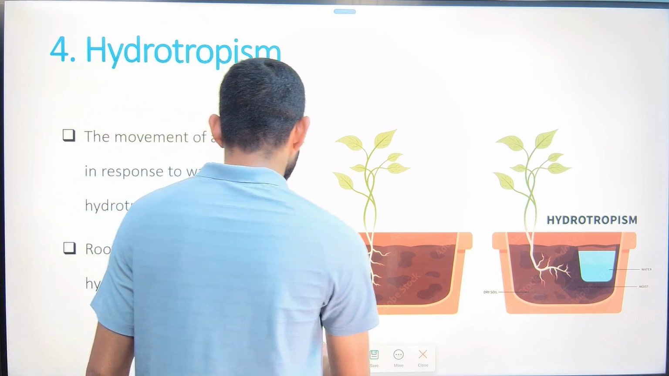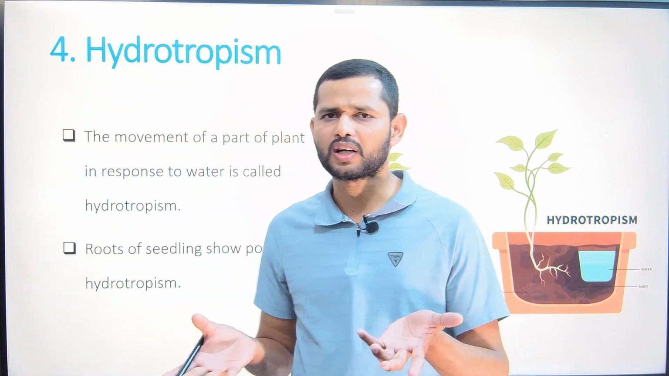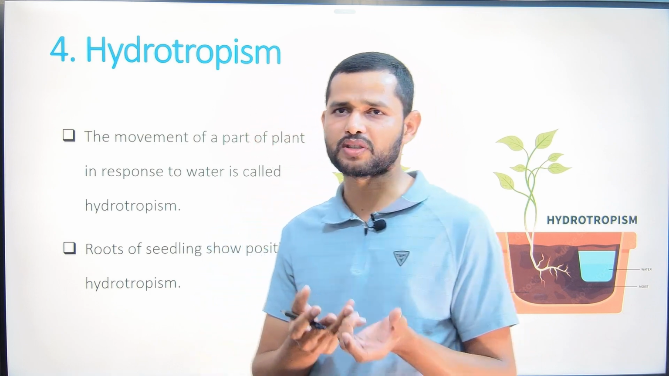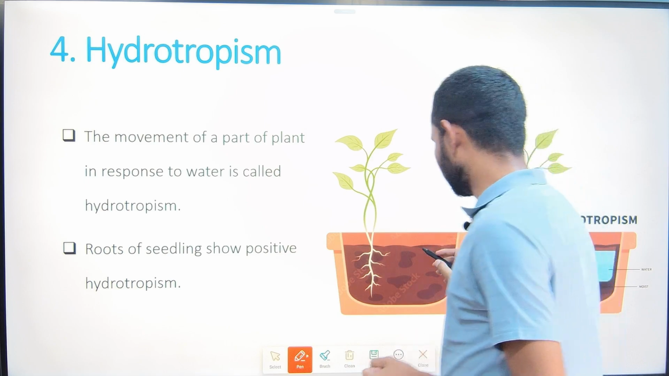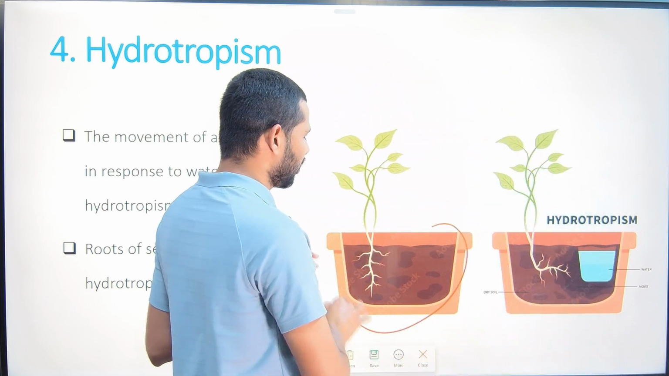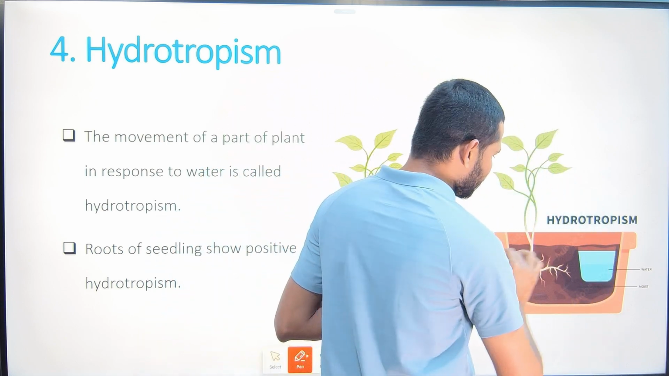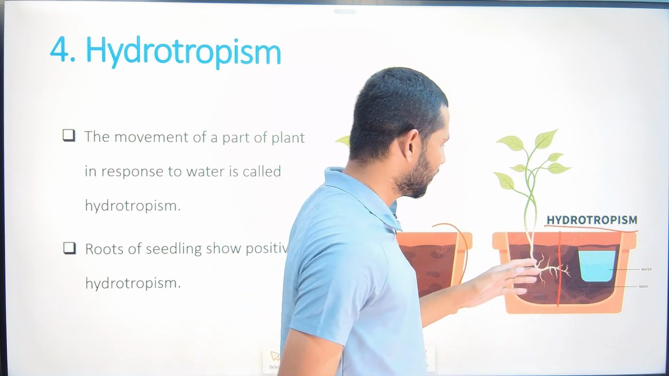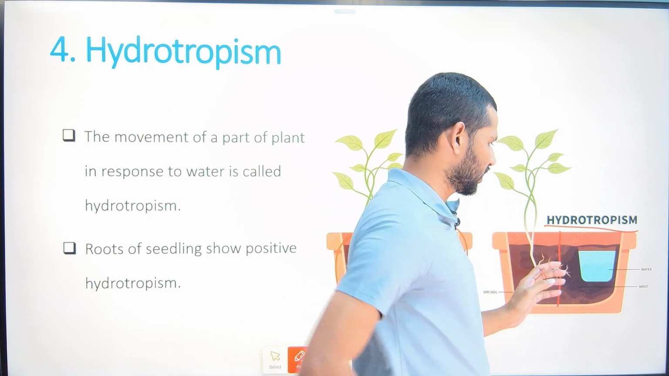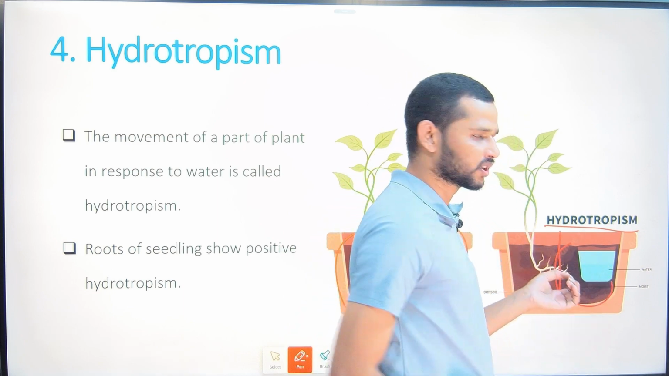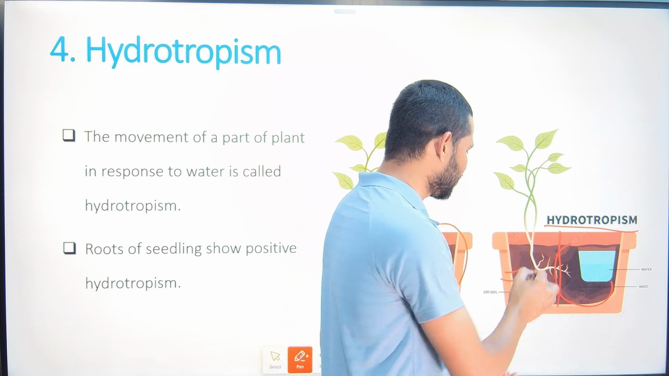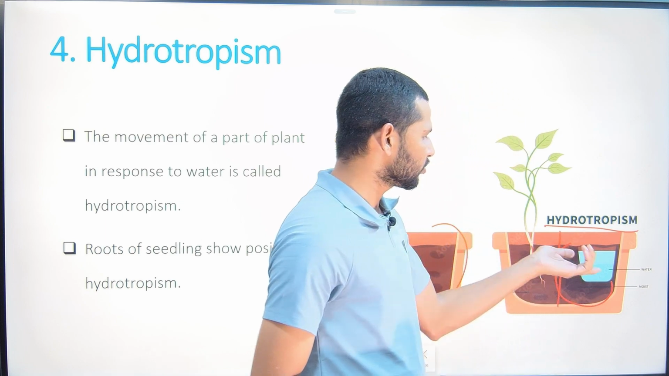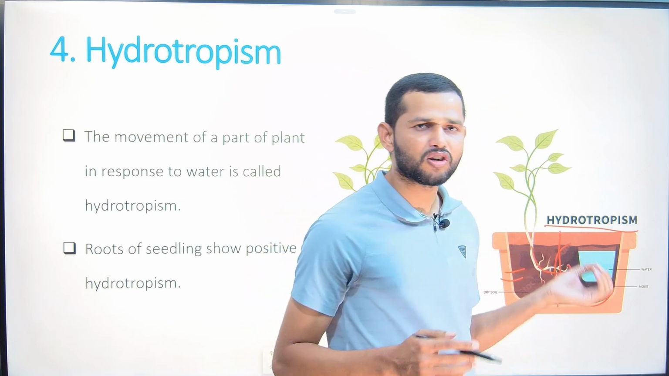So now turn to hydro movement. Hydro means water. The movement of a part of a plant in response to water is called hydrotropism. Here you can see we have two plants. One is just a normal control plant. Another is showing hydrotropism, where half of the pot of that flower plant is filled with water. Here the soil has moisture, and here is dry soil. So the plant's root turns towards the water or moisture, which clearly shows hydrotropism.